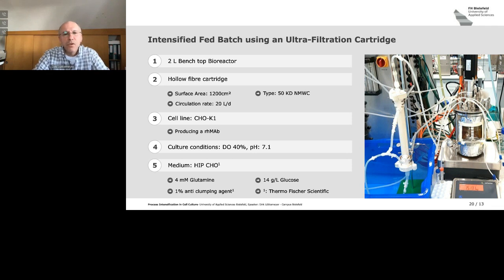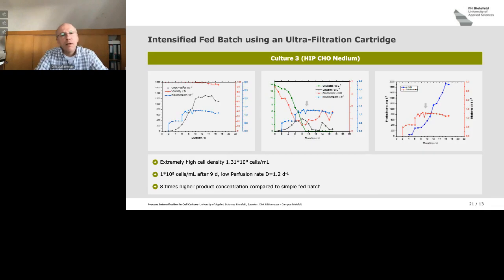Here in this case, we used HIP-CHO with the same supplement I mentioned already. Here are the results. First, let's have a look to the left. Nice growth curve until day 10. We had exponential growth up to 120 million cells per milliliter. The perfusion rate was low, in this case 1.2 reactor volumes per day.